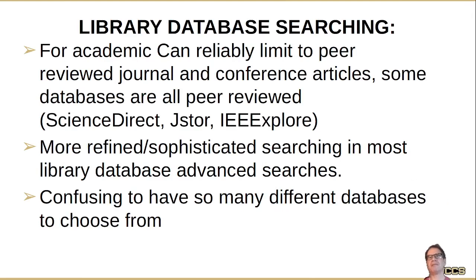So for academics, you can reliably limit yourself to generally peer-reviewed conferences and articles, if you're working in that kind of stuff. And again, if you're working in scientific fields, they're pretty straightforward. We'll actually show you how to get to those through some other things using Google Scholar, which will probably get you almost all you need at this current level. There are some very refined, sophisticated search techniques in library databases, advanced searches. And you can use those, but it can actually be pretty confusing to have so many different ways to choose from.